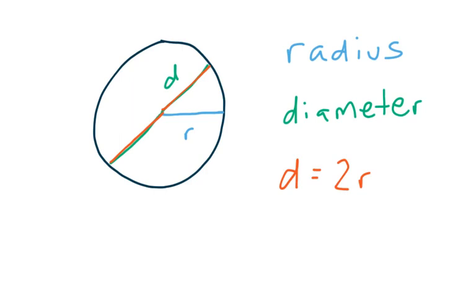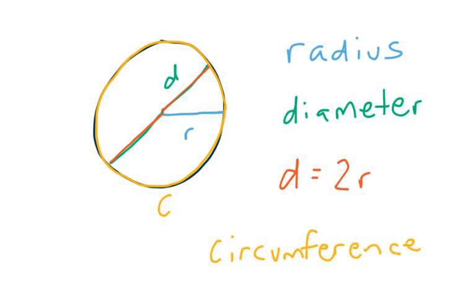Another word that's going to be really important for us is if I start at a certain point and I go all the way around the circle, that is called the circumference. We wouldn't refer to the perimeter of a circle, we would refer to the circumference as the distance all the way around. Those are some very important terms that we'll need to be really comfortable with as we study circles: the radius, the diameter, and the circumference.